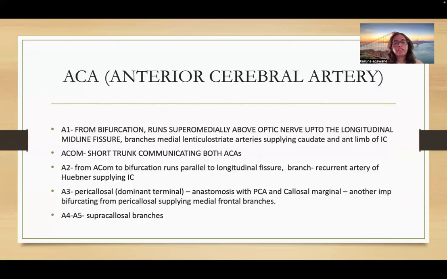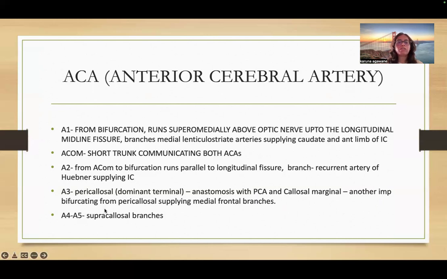Next comes the anterior cerebral artery. It is one of the branches from the bifurcation of the internal carotid artery. It courses superomedially towards the midline longitudinal fissure and then courses in the midline upwards, supplying the paramedian frontoparietal lobes. It has multiple segments as below.